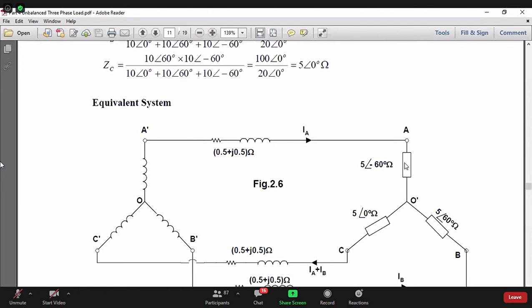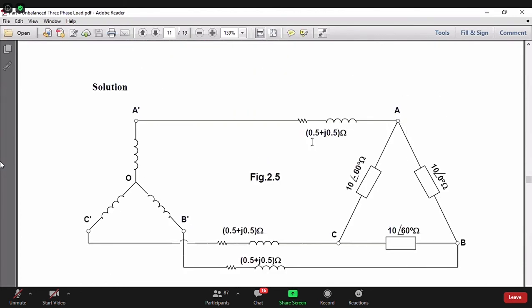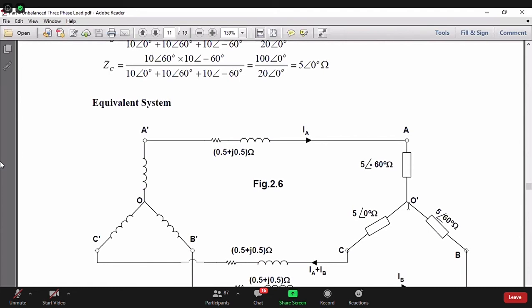Now, if you recapitulate, you will find that so far we have solved almost everything for unbalanced. We have taken unbalanced delta with zero line impedance. We have taken unbalanced delta with line impedance. We have taken four-wire star without line impedance. We have taken three-wire star without line impedance as well as with line impedance. Only one particular case we have not taken: that is four-wire star with neutral impedance.